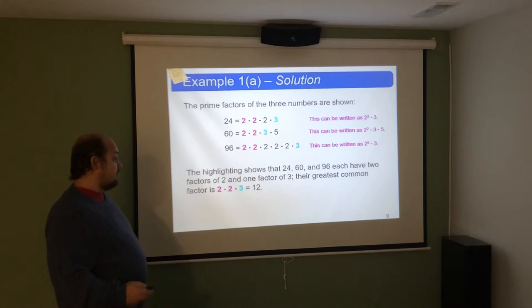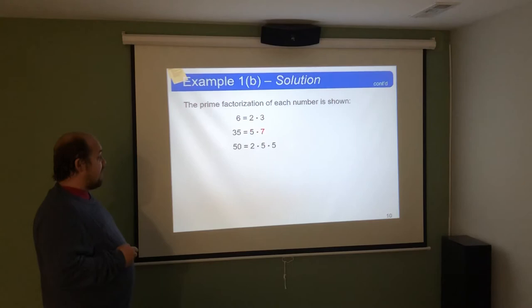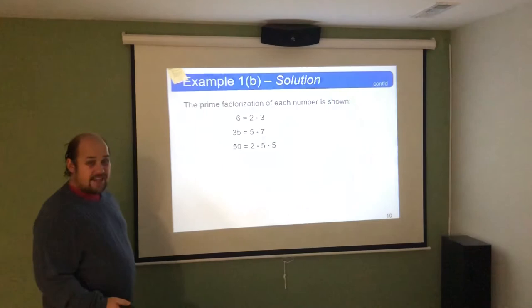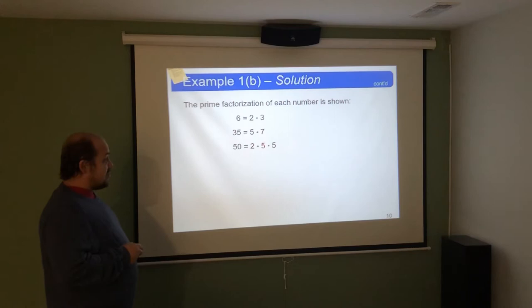Prime factorization of example B is being shown. It was 6, 35, and 50. So here we have 2 and 3, here we have 5 and 7, here we have 2, 5, and 5 when we break it down. Again, I can show you how you get to these. Really, with 6 and 35, there's only one way to multiply to each, so there's no second way to get there. With 50, I could either break it down into 10 times 5. If I broke it down into 10 times 5, this 5 is prime, and then 10 splits into 2 times 5. I also could see it as breaking down into 2 times 25.